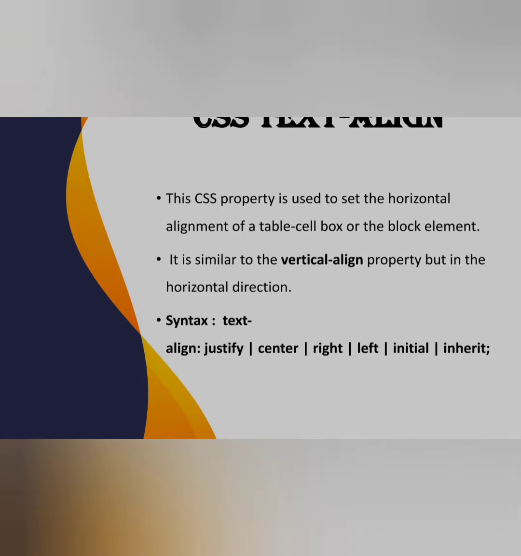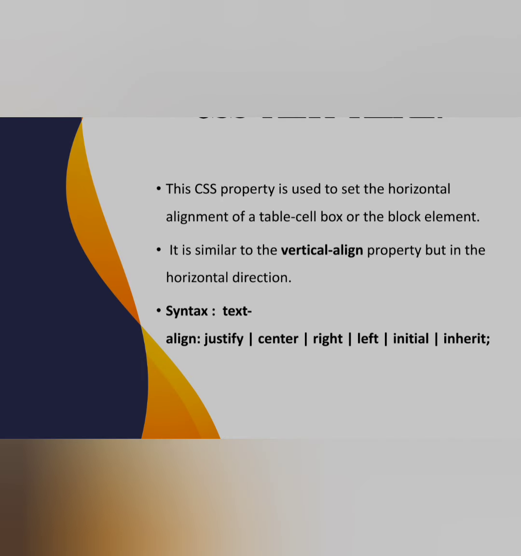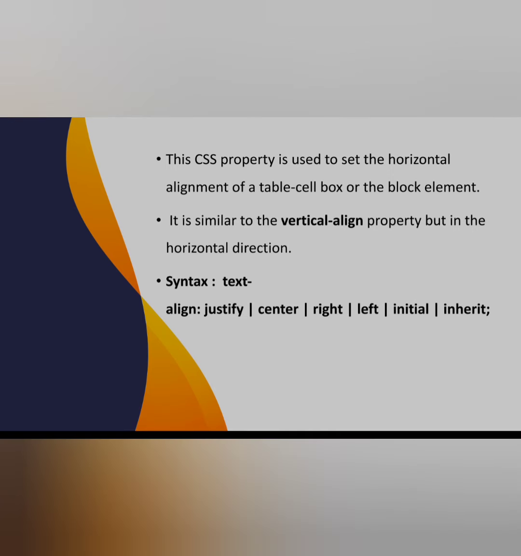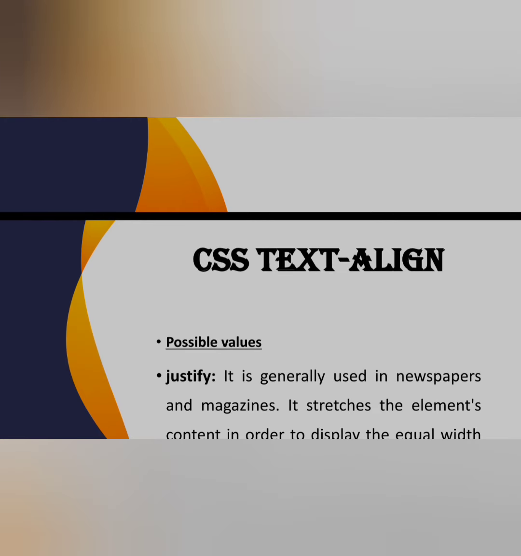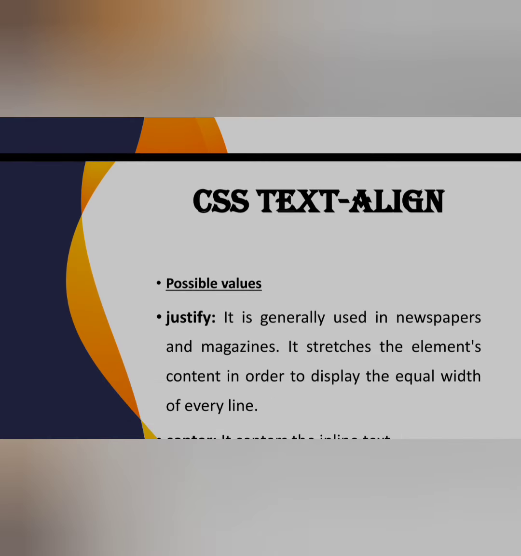CSS text-align. These CSS properties are used to set the horizontal alignment of your table, cell, box or block element. It is similar to the vertical-align property but in the horizontal direction. Syntax for the text alignment: justify, center, right, left, initial and inherit. Text alignment has some possible values you can assign in your cascading style sheet to design your text wrapper.